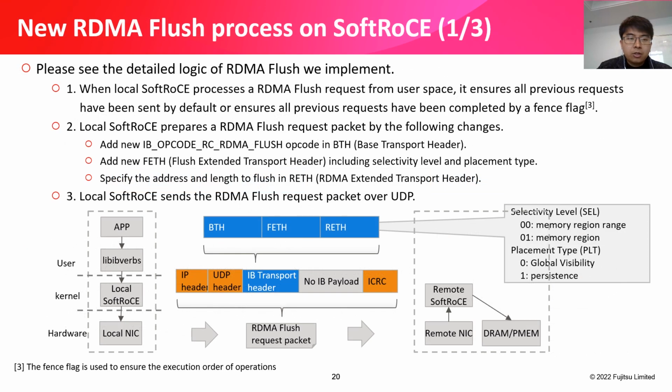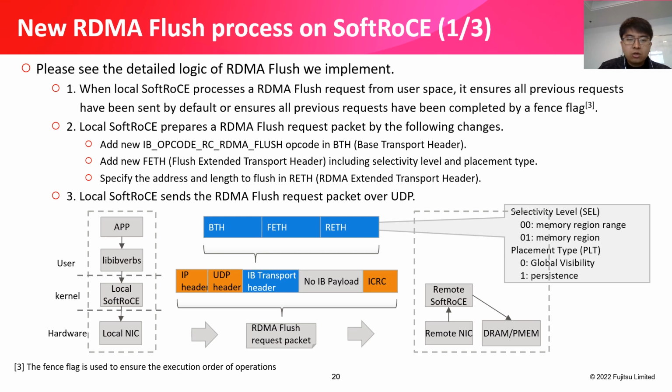Let me talk about how to implement the new RDMA flush process on soft RoCE. Please see the detailed logic of the RDMA flush we implemented. Step 1. When local soft RoCE processes an RDMA flush request from user space, it ensures all previous requests have been sent by default, or ensures all previous requests have been completed by a fence flag. The fence flag is used to ensure the execution order of operations.